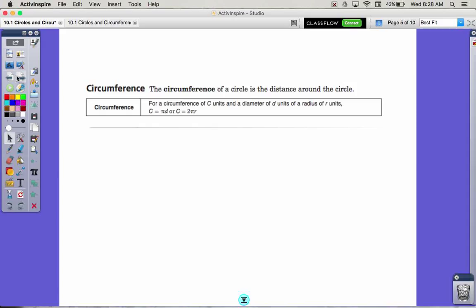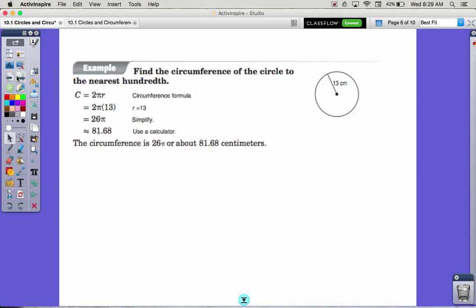So circumference. The circumference of a circle is the distance around the circle. So it's kind of like the perimeter of a circle. So for a circumference of C units, a diameter of d units, and a radius of r units, circumference equals pi times diameter, or circumference equals 2 times pi times radius.